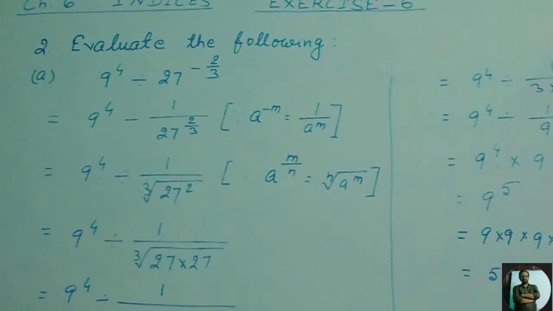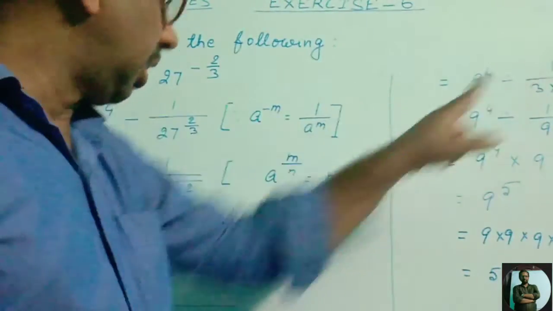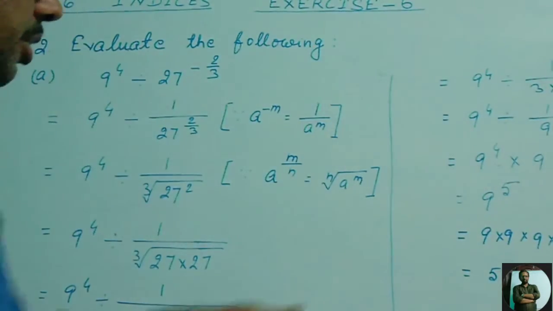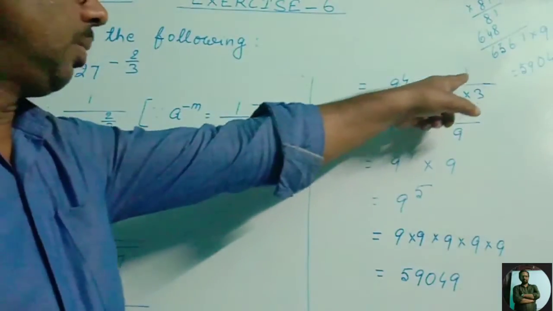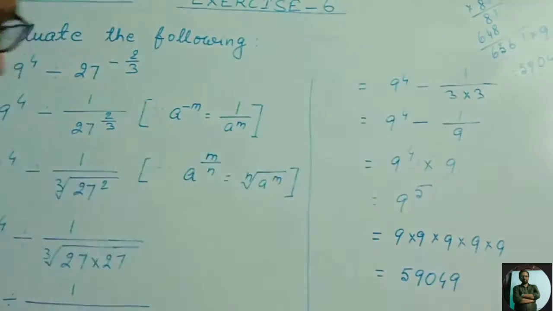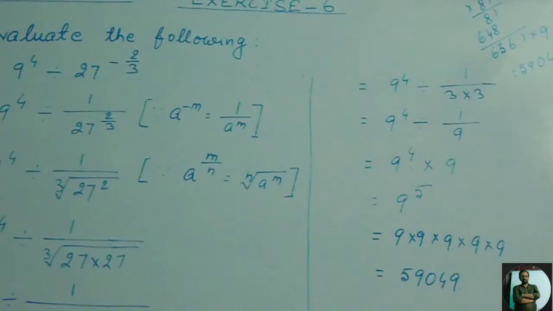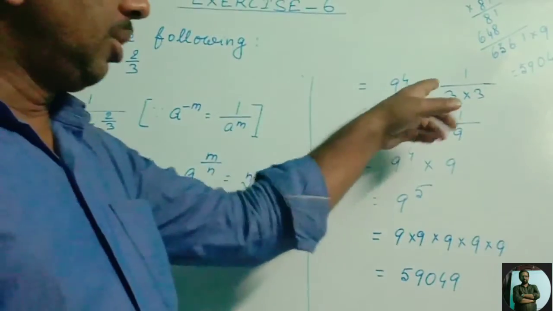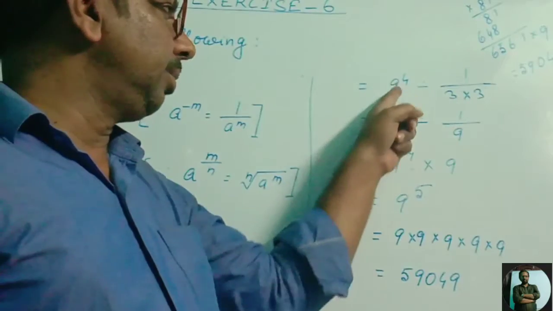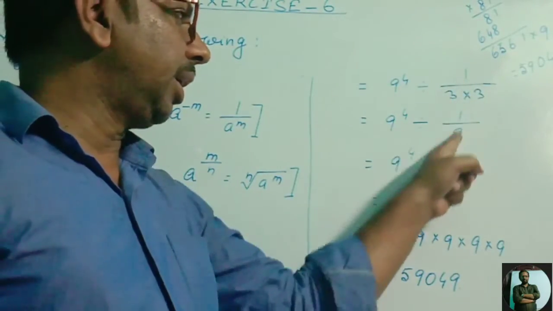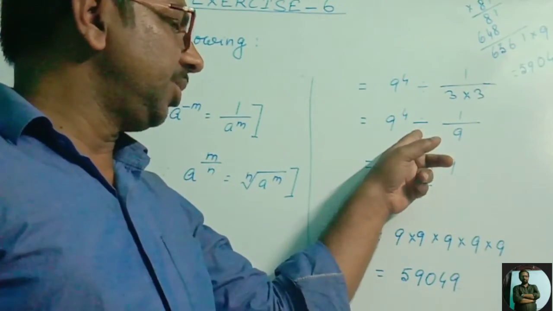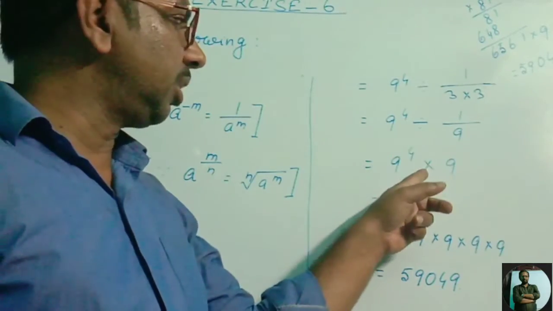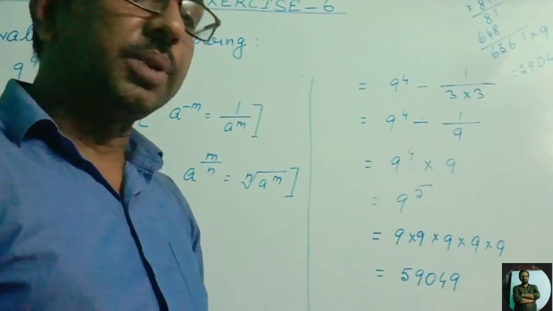Now we will remove this cube root. For that, out of these 3s, 1 will come out, and out of the next 3s we will take 1 three out. So this became 9 to the power 4 divided by 1 by 3 into 3. In this way, the cube root is omitted. After omitting this cube root, we come to the next step: 9 to the power 4 divided by 1 by 9. We change this symbol of division to the symbol of multiplication. For that we have to write the reciprocal of this 1 by 9.